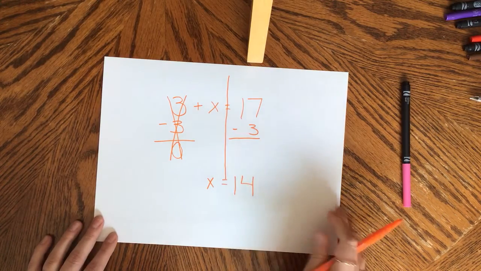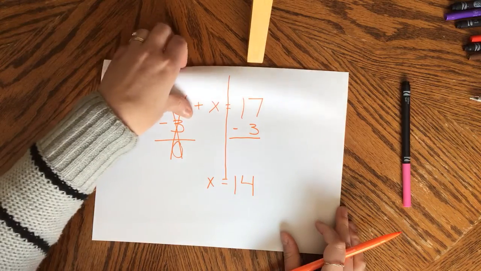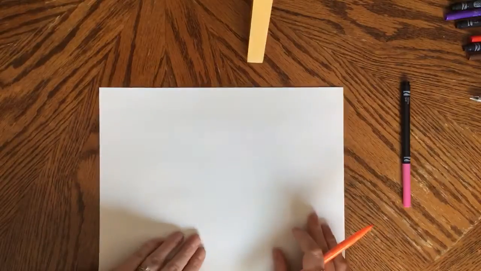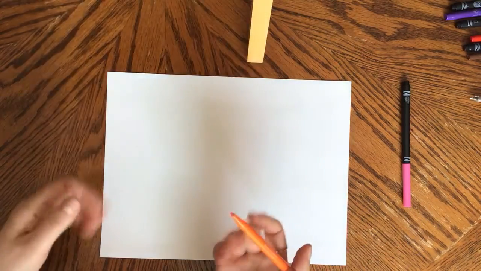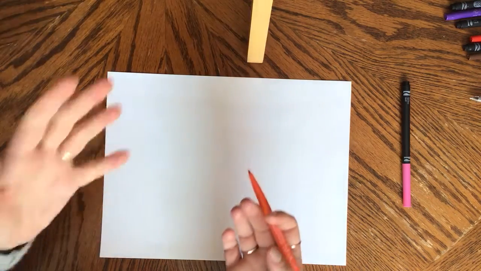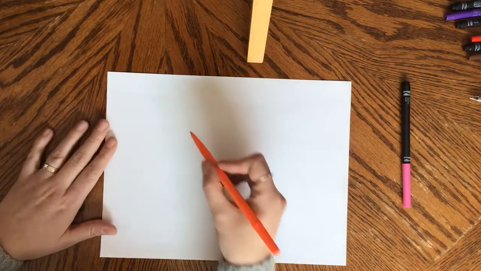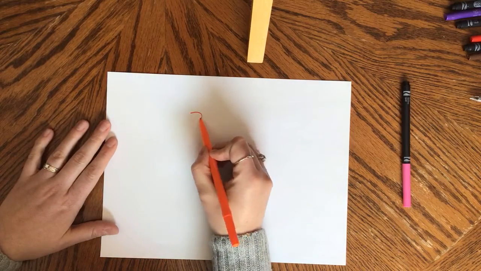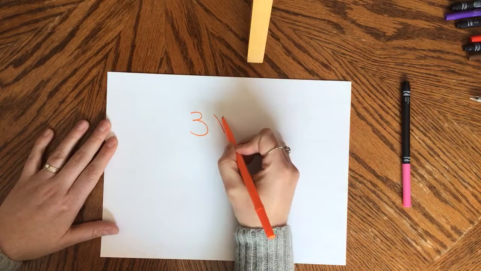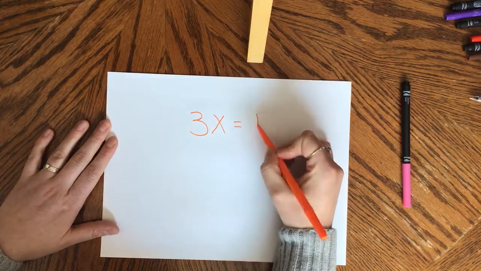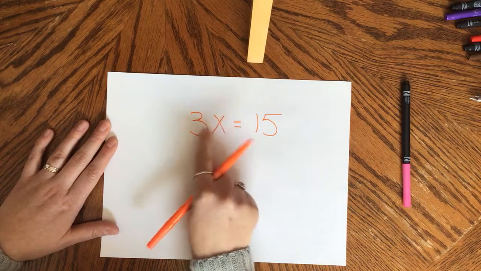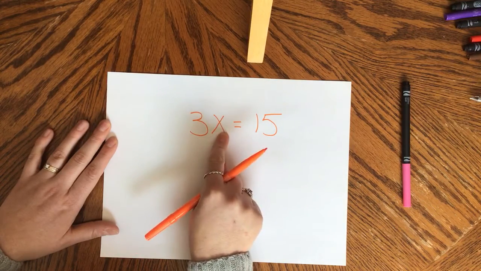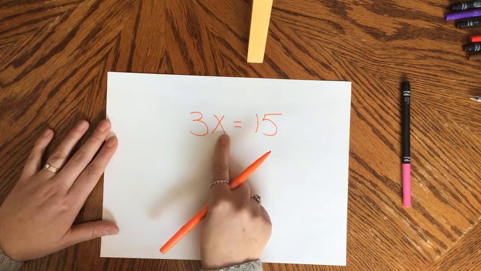So x equals 14. Let me show you a different operation. We're going to keep using opposite operations. Adding and subtracting go with each other, and multiplication and division go with each other. So I could have written 3x equals 15. Now when there's no sign between this number and this letter, this means multiplication.